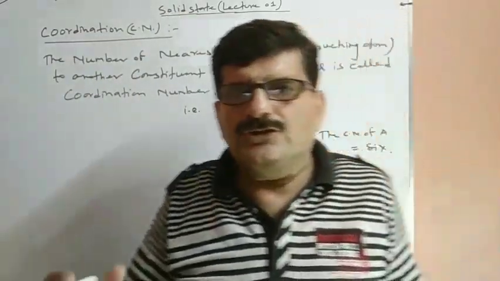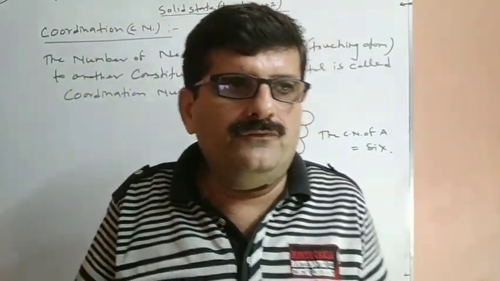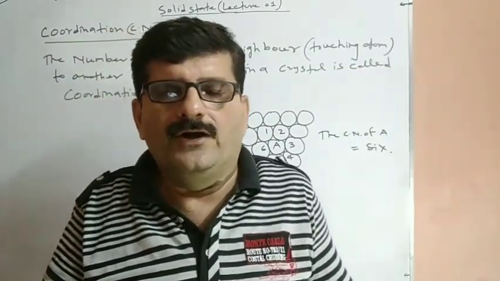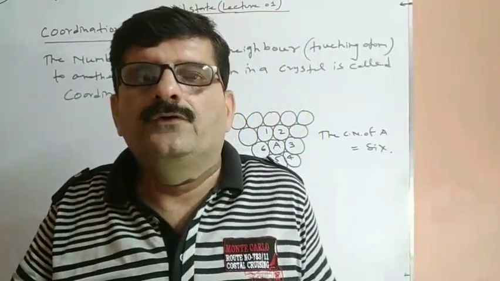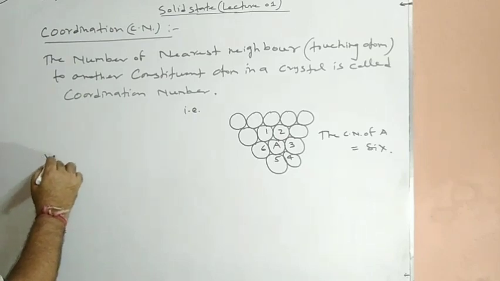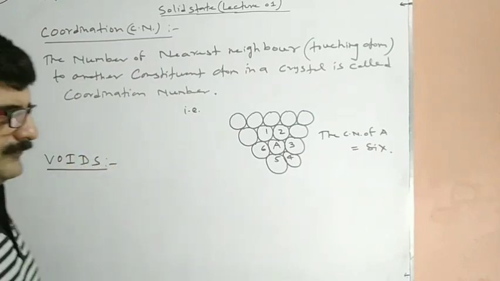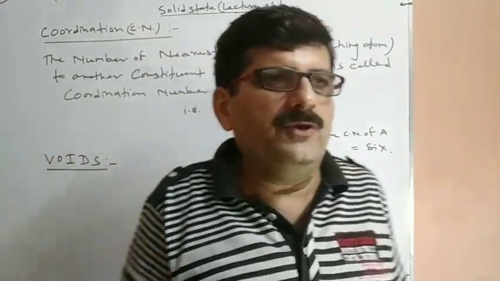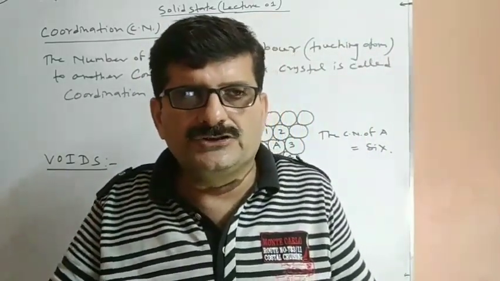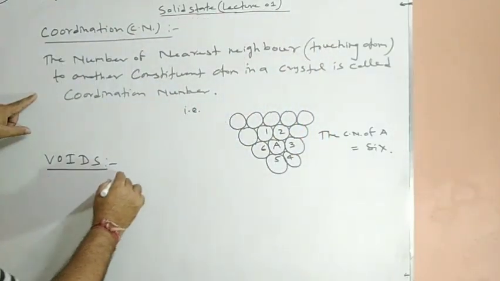With the help of coordination number, we can understand the geometry of crystalline substances and the geometry of voids. So, first we have to understand voids. Voids are nothing but a vacant space present in a crystal system. It is known as a void.